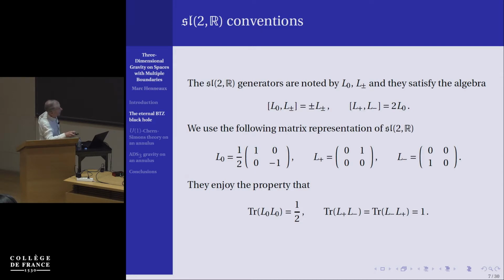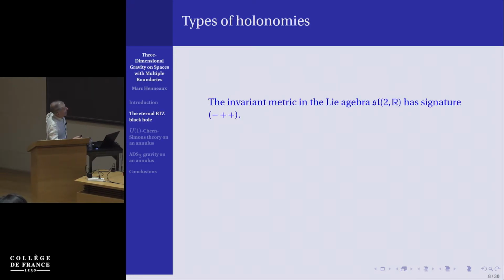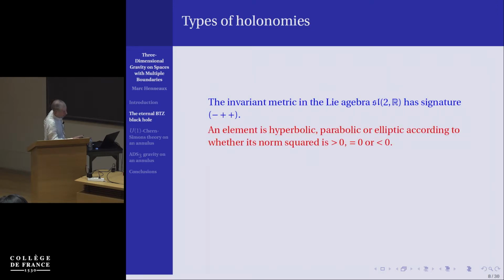and that gives these commutation relations, and these you can compute the trace also. So the Killing form. Now this invariant metric, it's a non-compact algebra. It has signature minus plus plus. Okay, and so if you look at an element in the Lie algebra, you say that it's hyperbolic, parabolic, or elliptic, depending on whether its norm squared is strictly positive, 0, or negative.